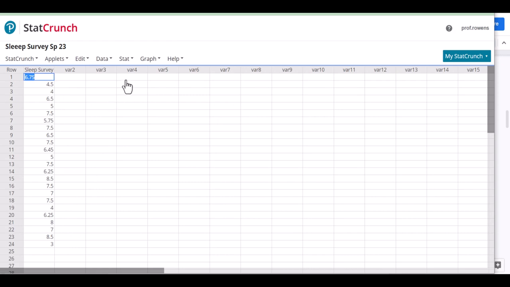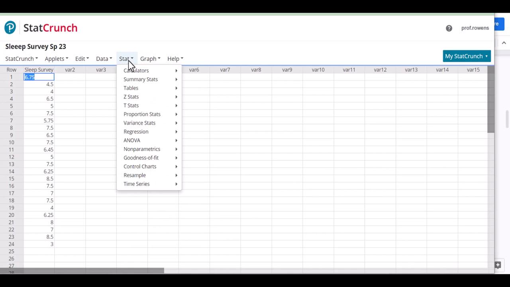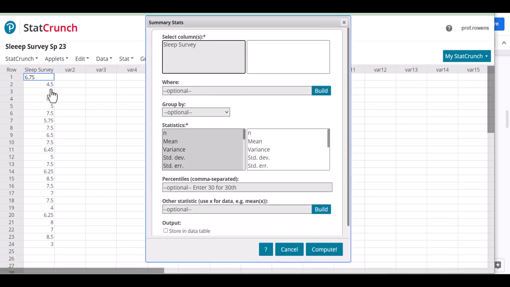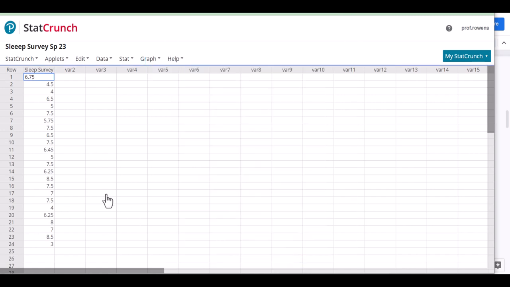So we want to find our mean and standard deviation. Let's go to Stat, Summary Stats, and then Columns. By looking at the data, can you tell what the mean might be? You guys are not sleeping very much. We have 3 hours of sleep, 4 hours, 5 hours, and then what's the most? 8.5 hours. But by just looking at the data, it's hard to see the mean.